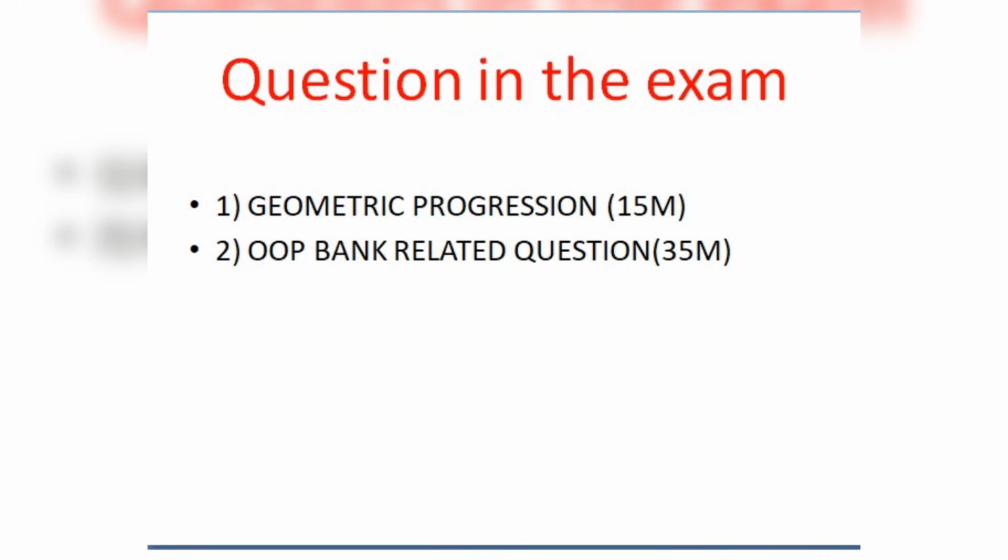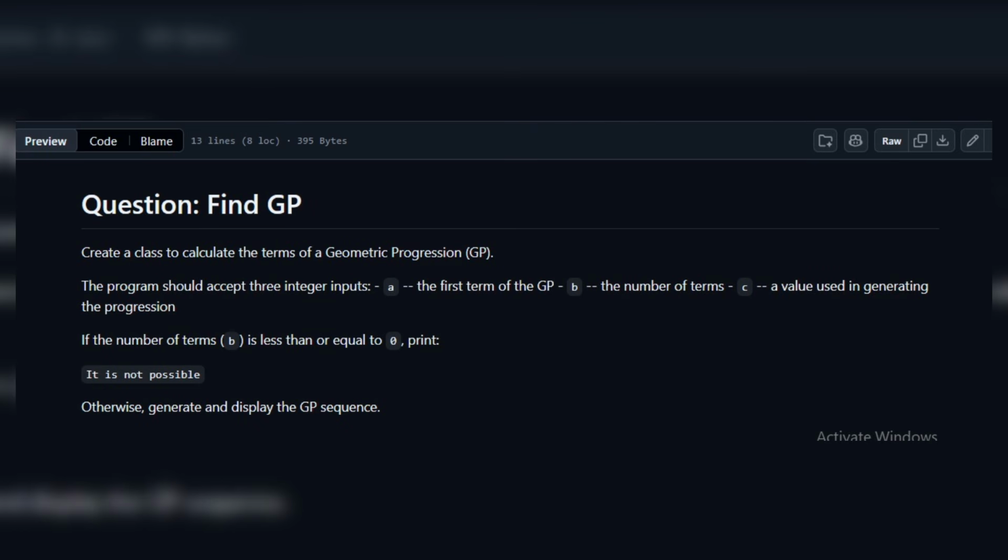Today we are covering two major questions from the exam. 1. A geometric progression (GP) question worth 15 marks. 2. An object-oriented programming (OOP) question worth 35 marks. Let's dive right into the first question. Question 1. Geometric progression, 15 marks.